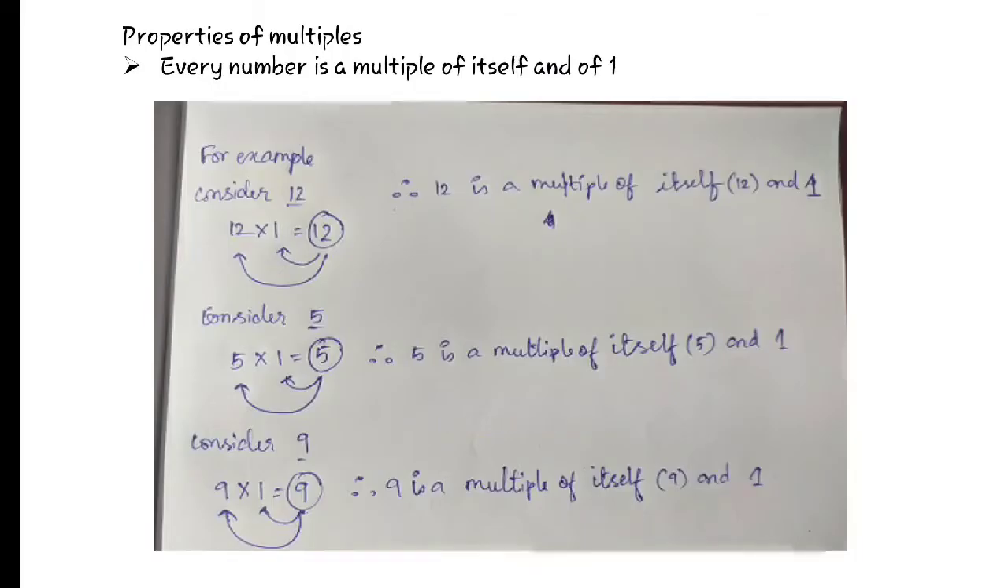Now properties of multiples. Let's look at the first property. Every number is a multiple of itself and 1. Now consider 12. 12 into 1 is 12. So 12 is a multiple of 1 and 12 is a multiple of itself. See, 5 is a multiple of 1 and itself. 9 is a multiple of 9 itself and 1. You can see that.